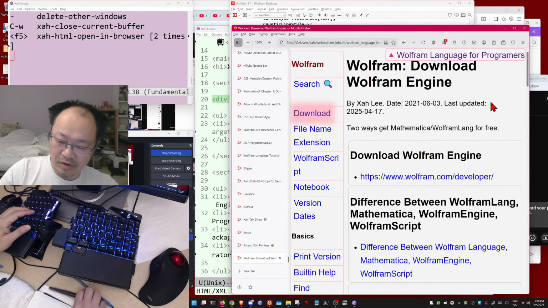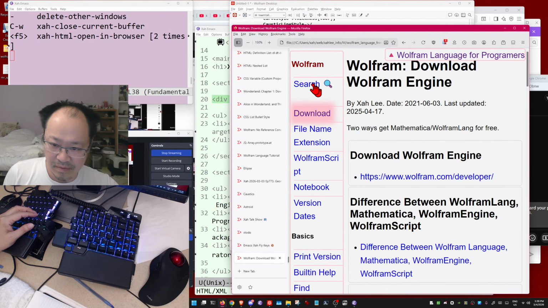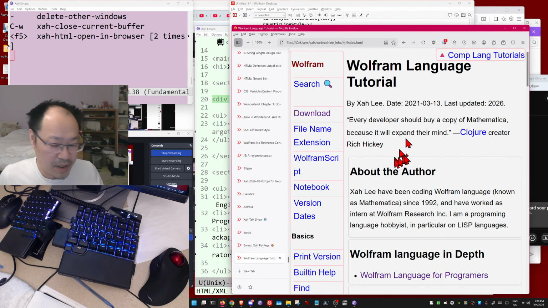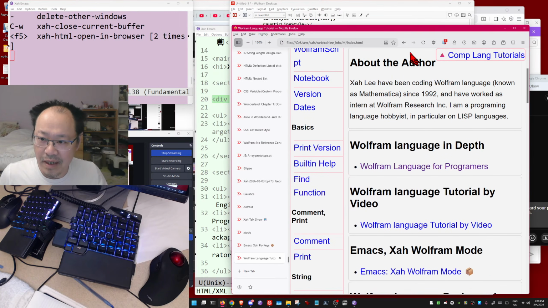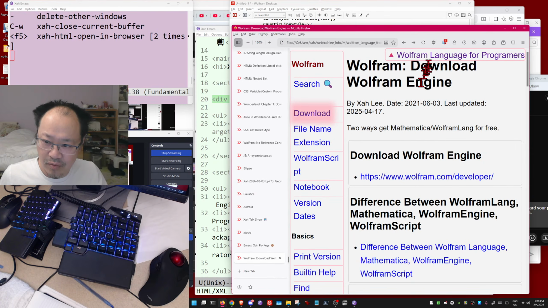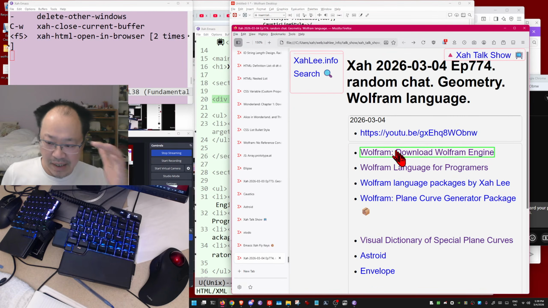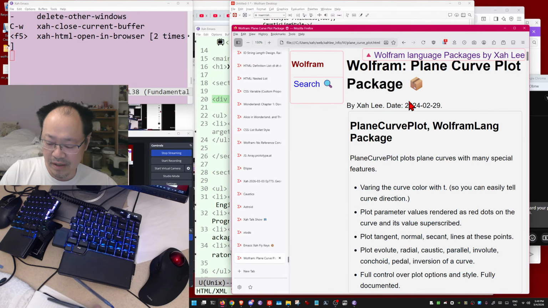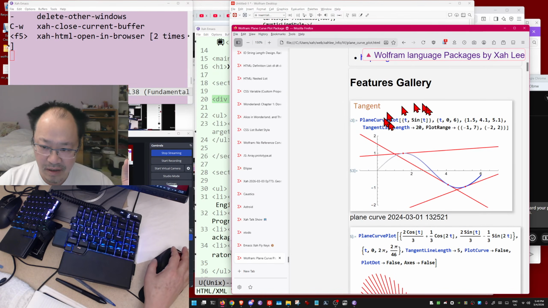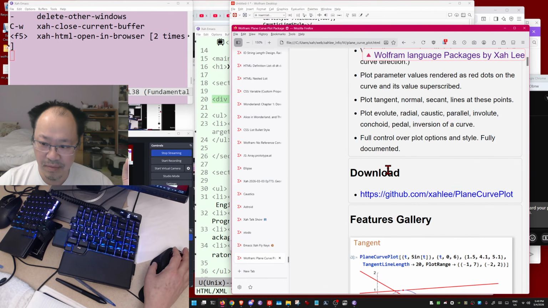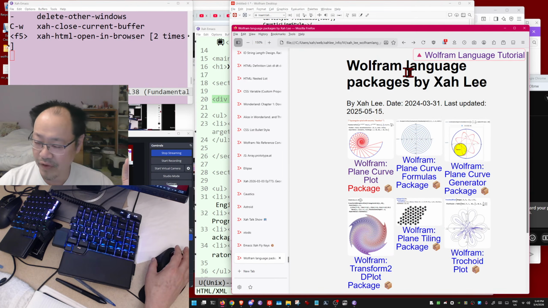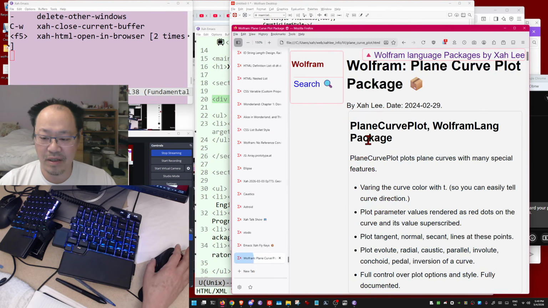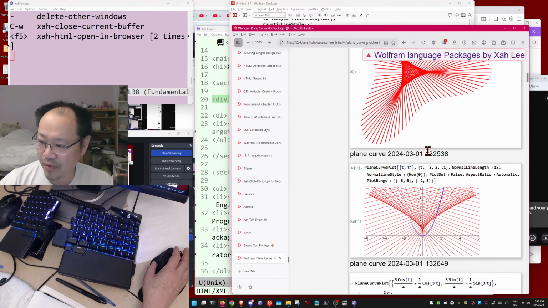So Wolfram Language download, introduction, and you can download. I have about 100 videos about Wolfram Language. That's the introduction about Wolfram Language. And what else? Let's go back. Today we're going to use a lot of Wolfram Language packages for doing plane curves. You can see it's all free. It's on GitHub. Just search for Wolfram Language packages by my name. You can find all these packages. Fantastic and beautiful.